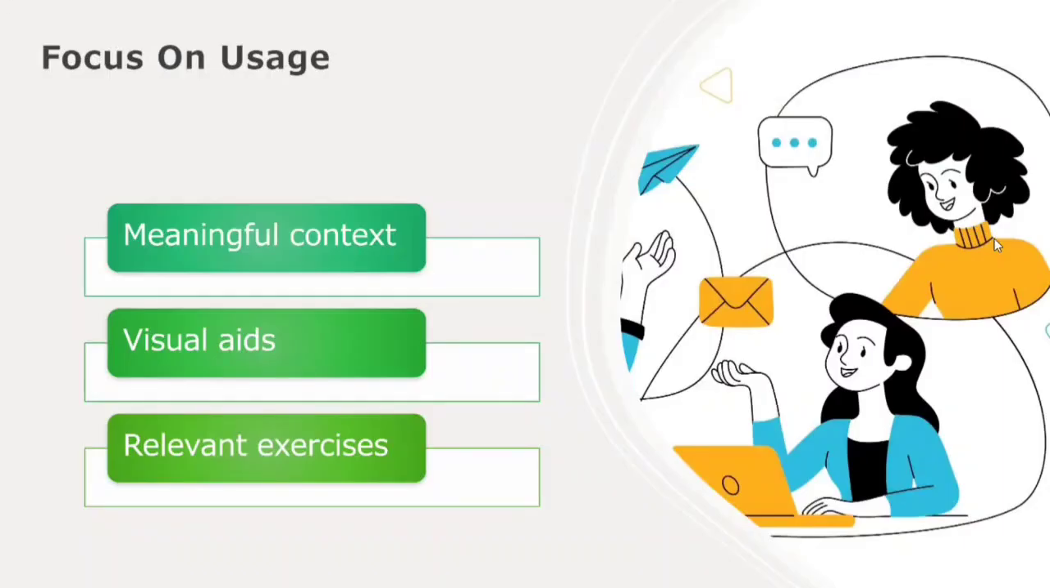Focus on the usage. There are 3 items: meaningful context, visual aids, and relevant exercises. What is meaningful context? It's actually a text or a situation in which the words can be naturally used. You can prepare them for your students so that the learners will understand how native speakers utilize those words.